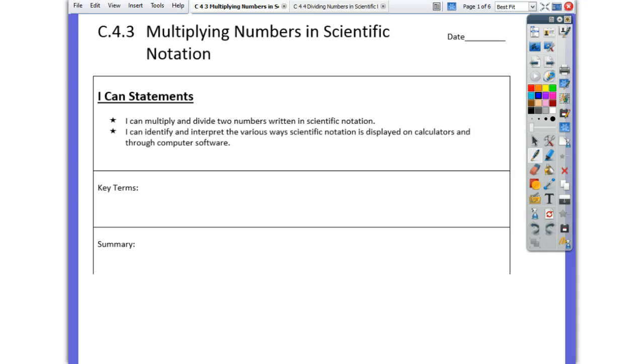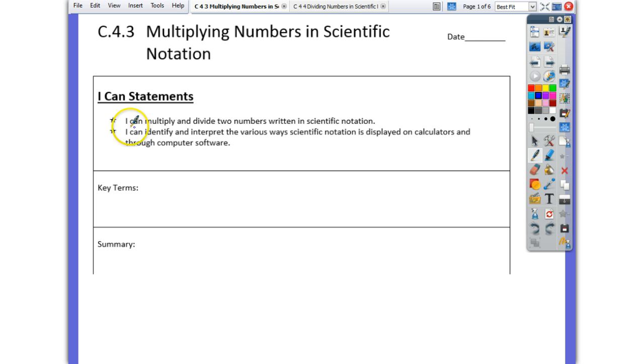Unit 3, multiplying numbers in scientific notation. I'm going to recall a little bit back on our Unit 3, multiplying. What do we do when we multiply exponents or bases with exponents? We end up adding the exponents, all right? So we're going to recall some of that.